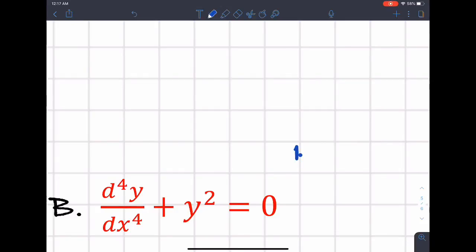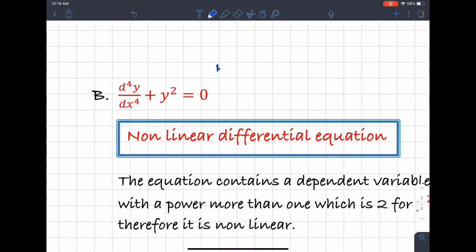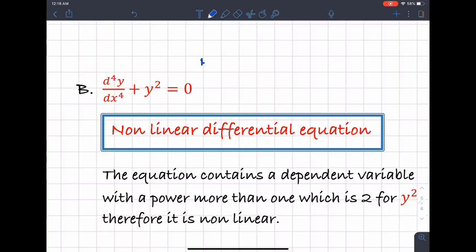There is a fourth derivative for our differential equation. However, it contains a variable with a power more than 1. Although the exponent of the derivative is only 1, we have a dependent variable y, and it is raised to 2.